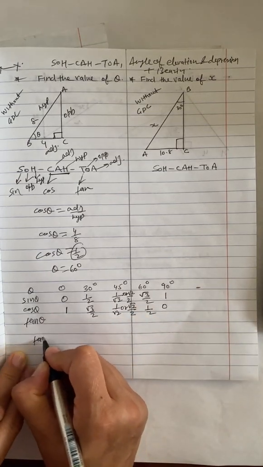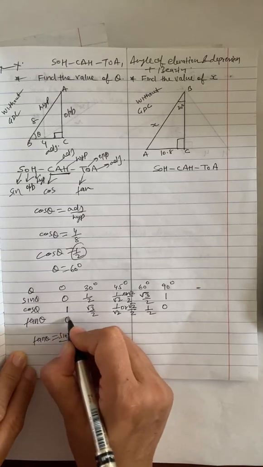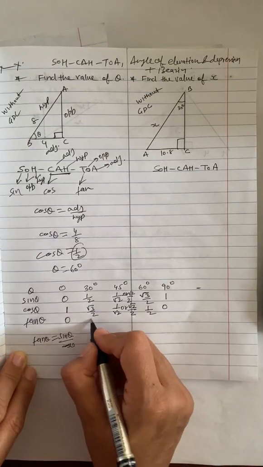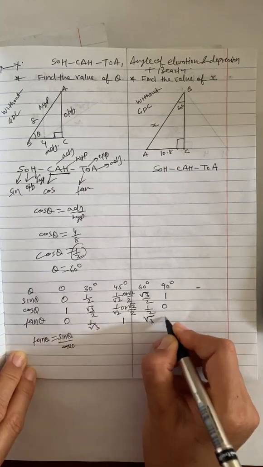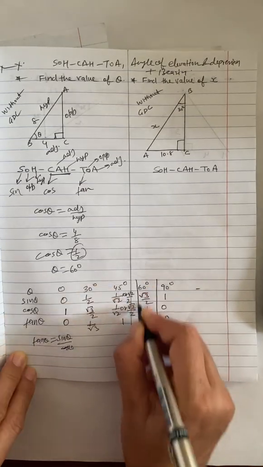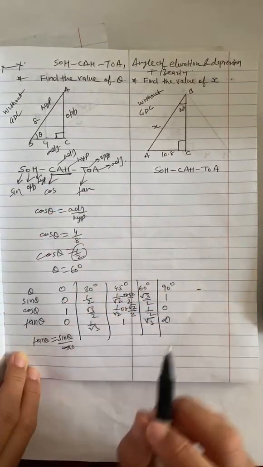And tan theta, as you know, is sine theta over cos theta, which means if I divide them, this is 0. This is going to be 1 over square root of 3. This is 1. This is square root of 3. And this is infinity, so it's not defined here. So if you remember this, then you can do the questions very quickly.